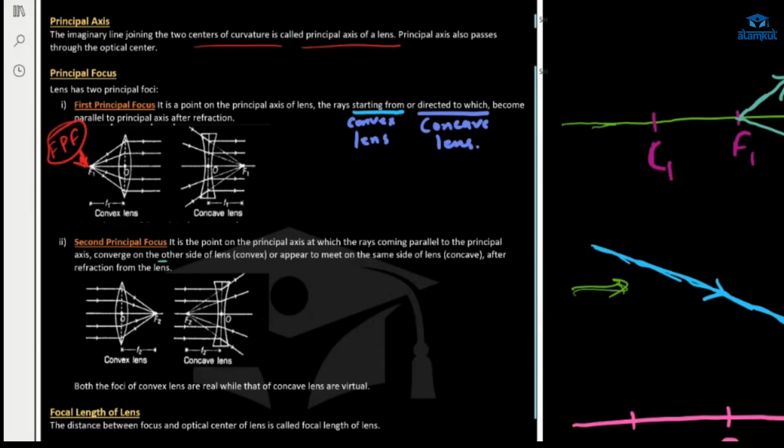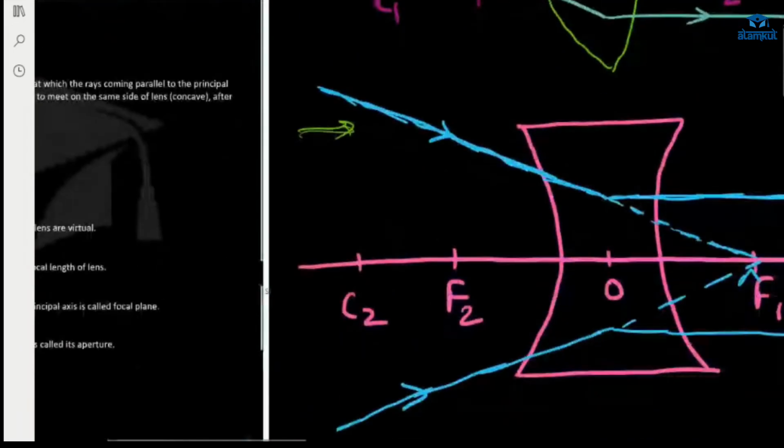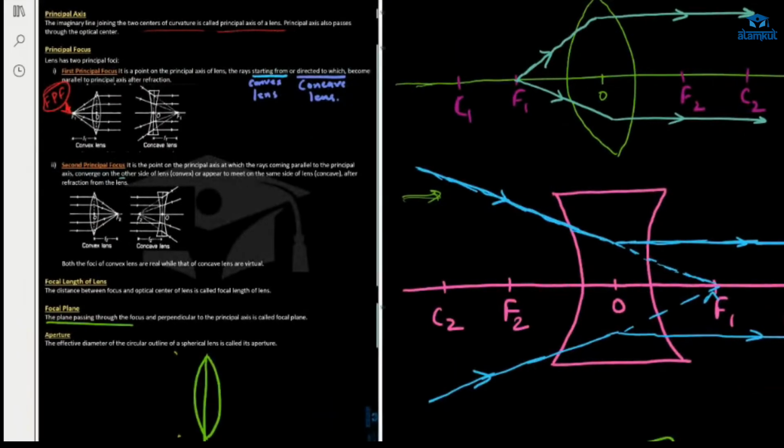So, first principle focus. Can you revise the first and second one, F1, F2? First principle focus for a convex lens, what should it be? Ma'am, the first principal focus is a point on the principal axis of the lens at which the rays starting from it, or directed to it, become parallel to the principal axis after refraction. Can you draw the ray diagram for the first and second principal focus while describing? Yes, ma'am. Okay, that's great.